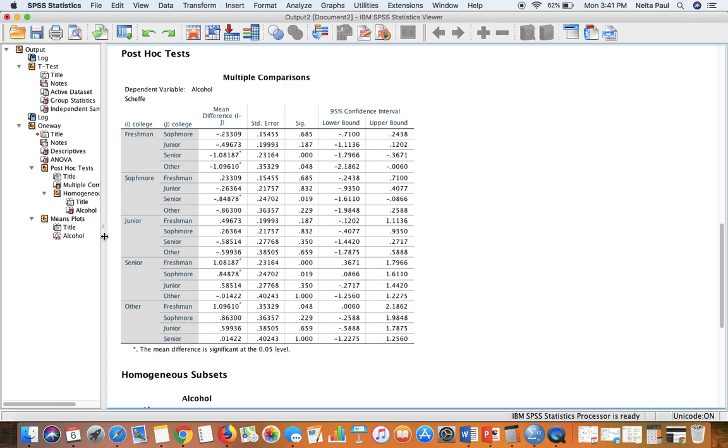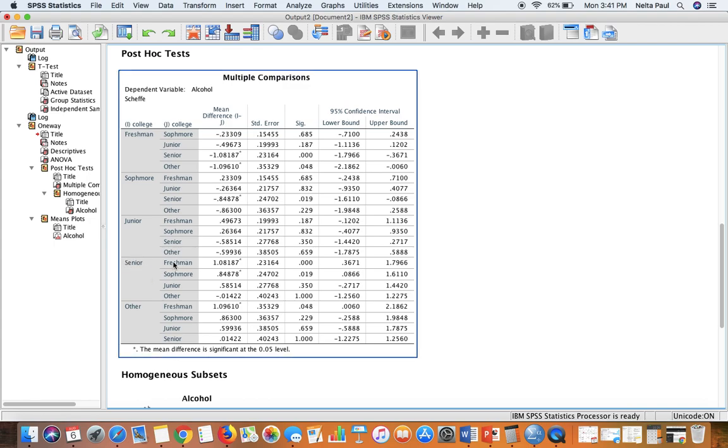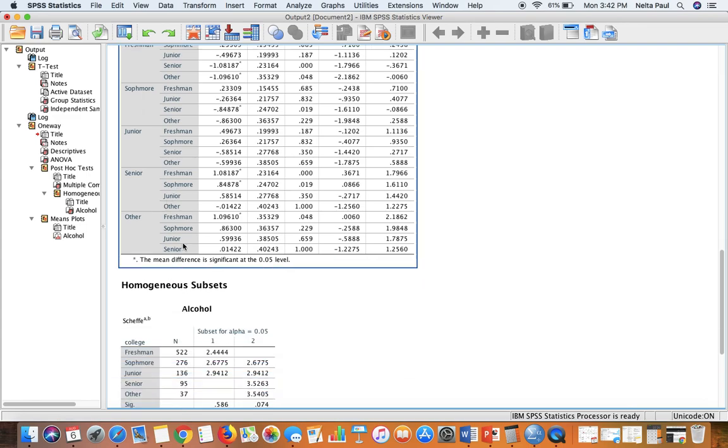So juniors are interesting in that they don't differ significantly from freshmen, sophomores, seniors, and others. So they're right on that cusp between becoming legal drinkers. And then going back to our seniors, they differ significantly from freshmen and sophomores, with drinking more. And then our grad students drink more than freshmen.